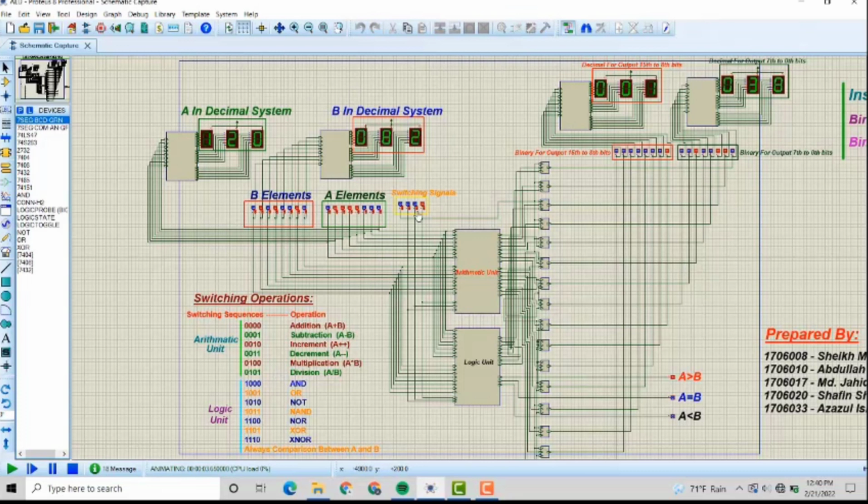And for incrementation, the code is 0001. So it is incrementing 120 by 1, so the output is 121. And for decrementation, it gives a result of 119. So this is how our arithmetic parts are working.